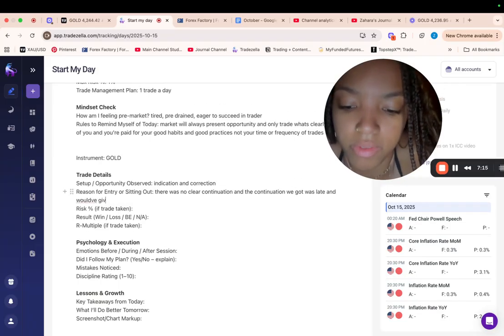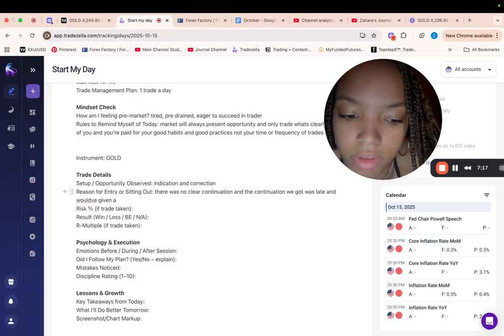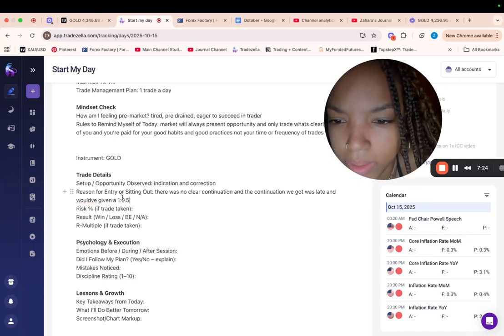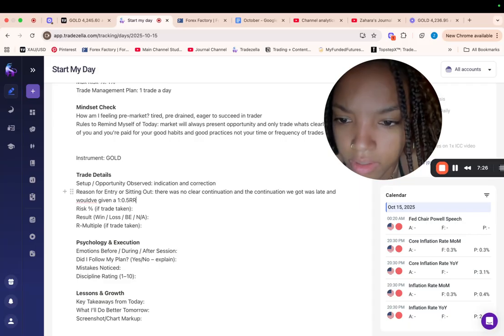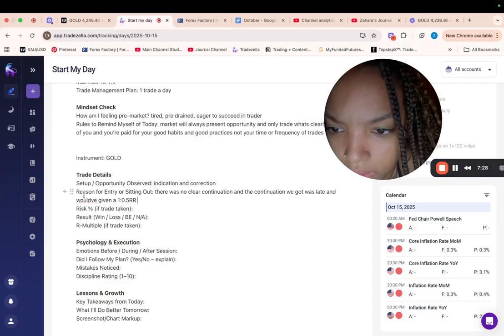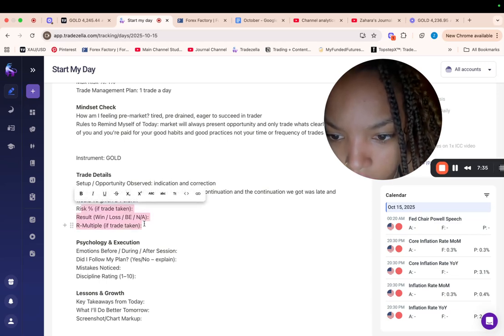It would have given a 1 to 0.5. I don't know if it's that way or the other way. Let's just put that, which wouldn't obviously have been worth it. So we didn't take a trade, so none of these I need to journal.